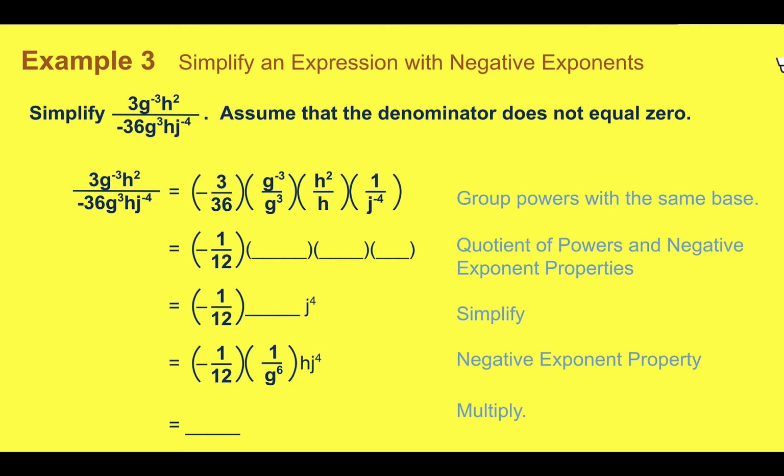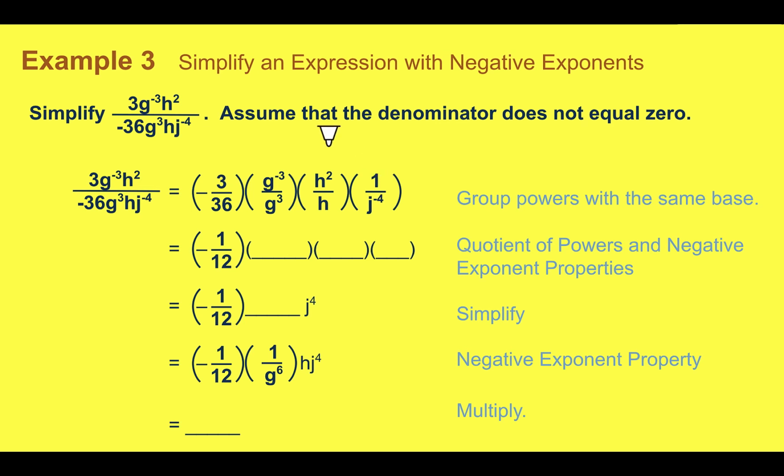Example 3, simplify an expression with negative exponents. So we're going to simplify 3g to the negative third, h to the second, all over negative 36g to the third, hj to the negative 4. So we just kind of saw this in the check. Let's look at how they do it here. So here they grouped together the numbers, they grouped together the g's, grouped together the h's, and the j's. The j is the only one that doesn't have something on the top and the bottom, and since it's on the bottom, they put a 1 on the top.